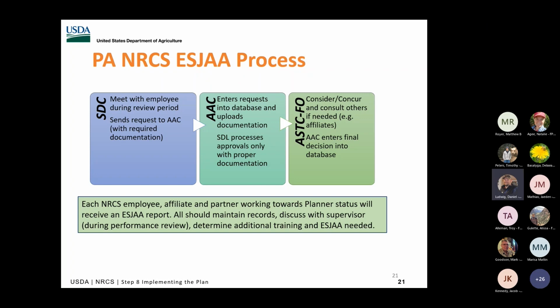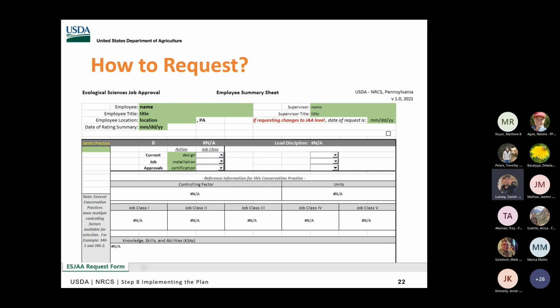And then also, as you're working through your level 1, you may have gained a lot of experience over and above what's in this basic report. And at that time, you can request increases in that. And then that goes through the formal request process, which will be our next slide, talking about how we request. So we have this Excel document that's housed on the Field Office Technical Guide. Again, it's housed in Section 1. It's the second topic. Once you click on Section 1, you'll see the Ecological Sciences job approval.